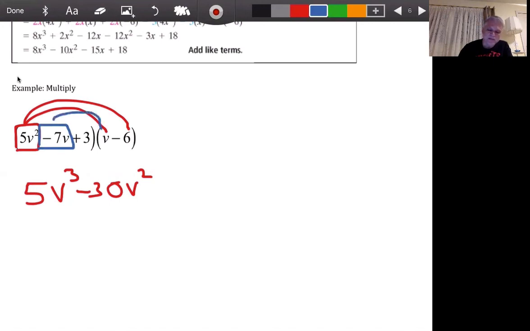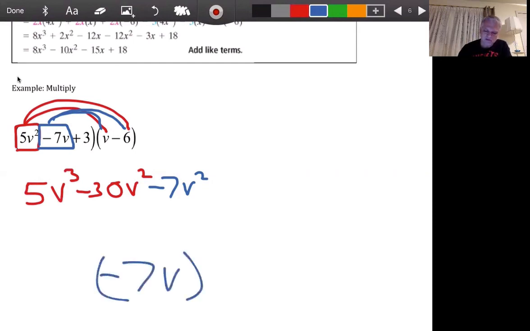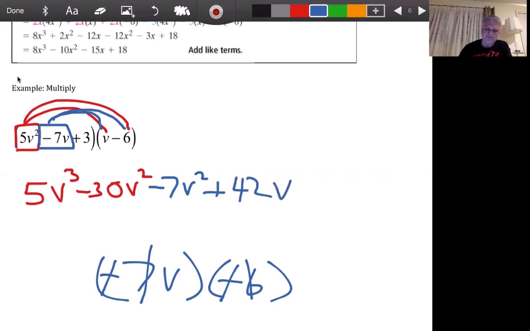So let's look at minus 7v. We're going to multiply it by v. So minus 7v times 1v is minus 7v squared. Well, we also have to multiply minus 7v by minus 6. Minus 7v times minus 6. Minus times minus is plus. 7 times 6 is 42. There's a v. We need the v.